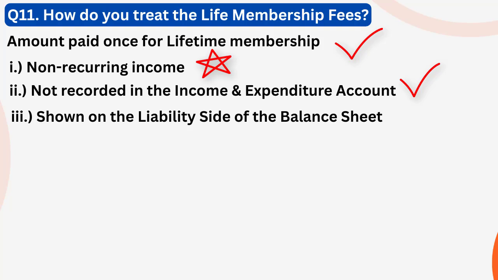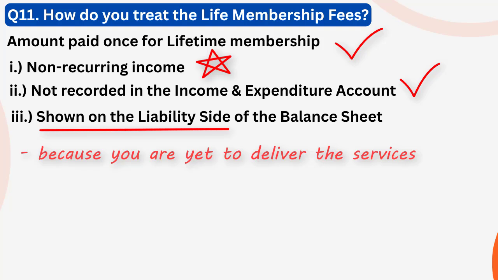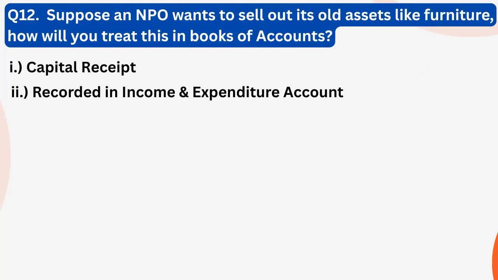Secondly, it is shown on the liability side of the balance sheet, usually under general fund or capital fund or a separate life membership fund, because you have to deliver services against it in the future. You have not delivered them yet. Okay? Pretty simple and easy. If need be, you can replay this part of the video and watch the question again. Moving on to another important question.